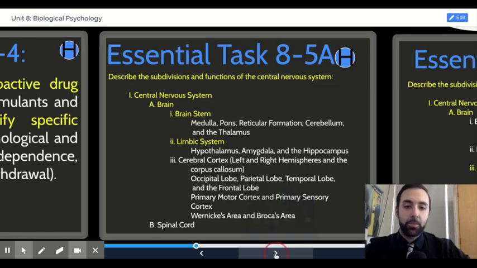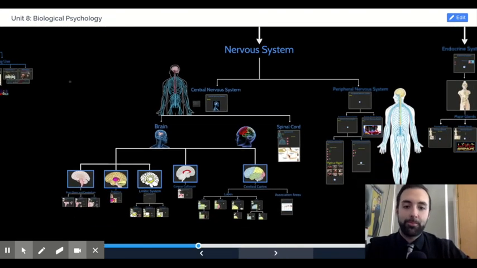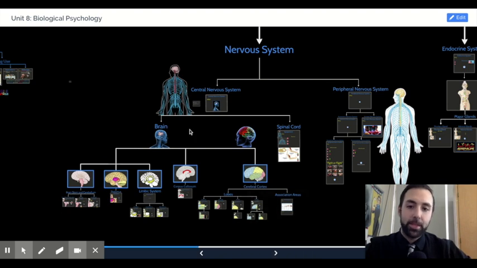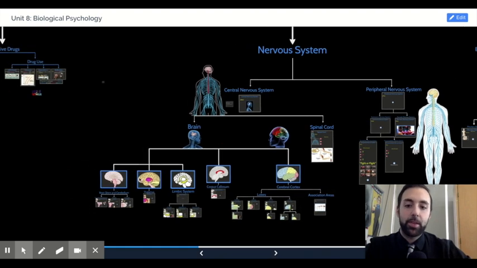This essential task is broken down into 3 categories because, unfortunately, the nervous system, and specifically the central nervous system here on the left, just has a lot going on. There are simply just a lot of various regions of the brain that we have to talk about. So I'm going to try and simplify it and break it down into differing essential tasks to make it so that each of these fit on approximately 1 piece of paper each.